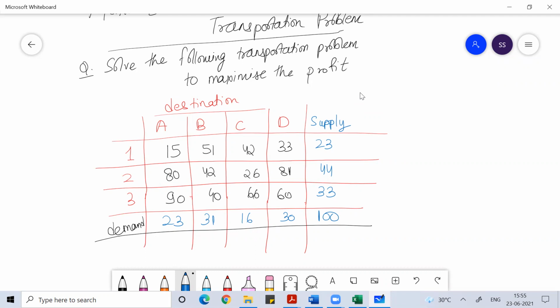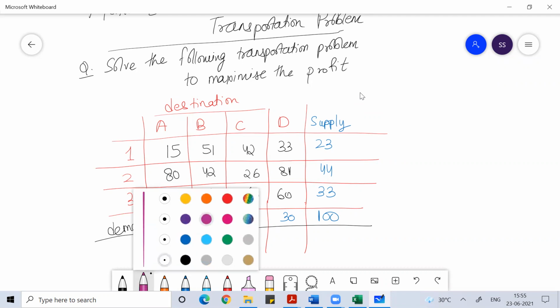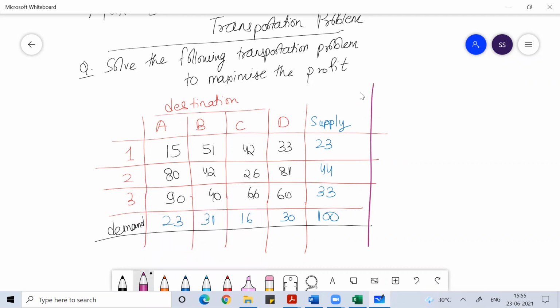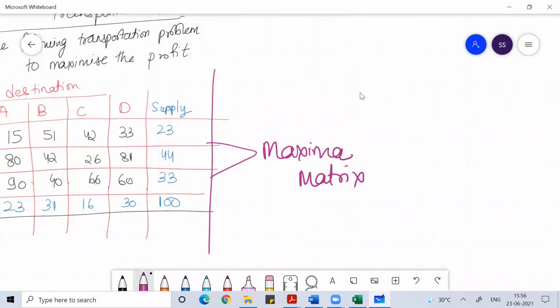So what we need to do, guys, is this: the matrix we are seeing here is basically a maxima matrix. This maxima matrix I need to convert into a minima matrix. So how will I convert this maxima matrix into a minima matrix? How will I do that?